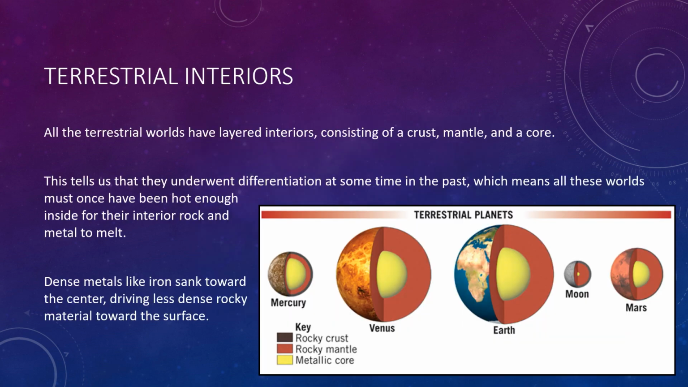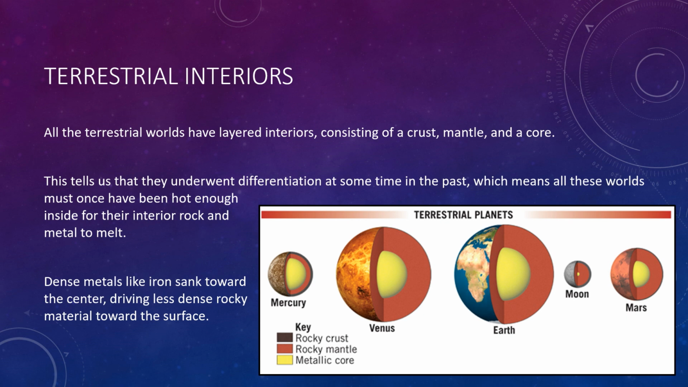So let's take a look at the terrestrial planets a little bit closer. All the terrestrial worlds have layered interiors. You're probably familiar with the idea of dividing the interior into 3 layers by density, as we've done in the geology portion of our class. So the Earth, or all these planets, consist of a core, a mantle, and a crust. The core is the highest density region, consisting primarily of metals such as nickel and iron, which reside in the central core.